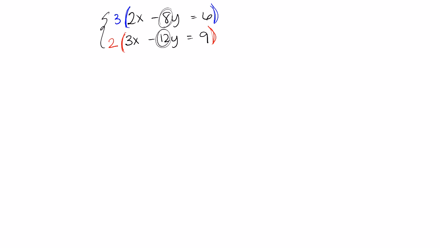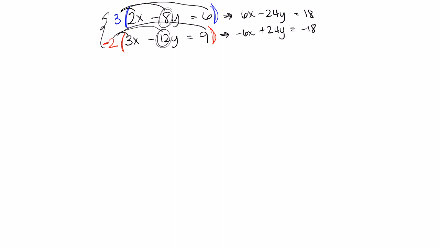But if I do that, they'd both still be negative. So I need to multiply one of them by a negative. So we can just multiply the second equation here by negative 2. This turns my first equation into 6x minus 24y is equal to 18. And then the second equation would be negative 6x plus 24y is equal to negative 18.